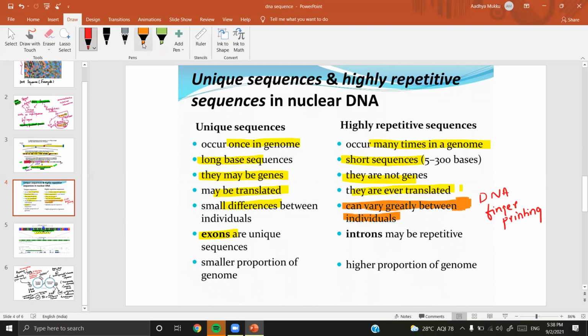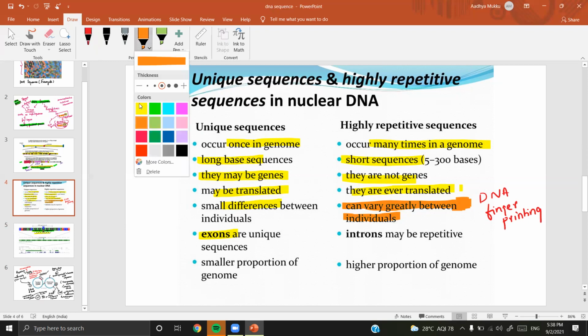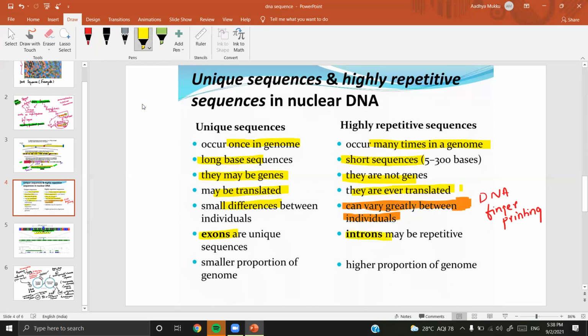The highly repetitive DNAs have mostly introns, which are very repetitive and do not code for any proteins. The unique sequences are a small portion of the genome, while the higher proportion of the genome is occupied by these highly repetitive sequences.